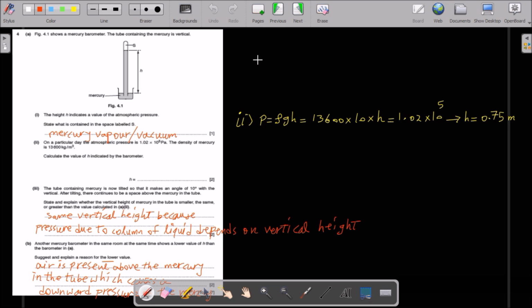Next part. The tube containing mercury is now tilted so that it makes an angle of 10 degrees with the vertical. After tilting, there continues to be a space above the mercury in the tube. State and explain whether the vertical height of mercury in the tube is smaller, the same, or greater than the value calculated in A, part 2. So the answer is clear. You can say the same vertical height. Why? Because pressure due to column of liquid depends on vertical height. That's why it has same vertical height.